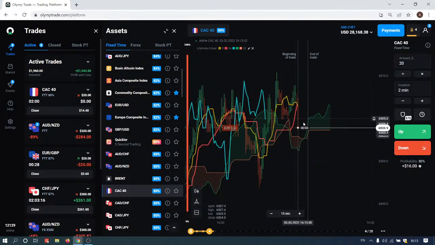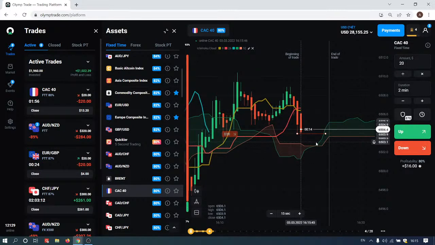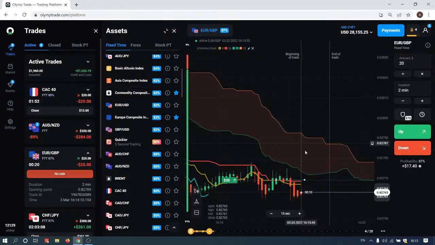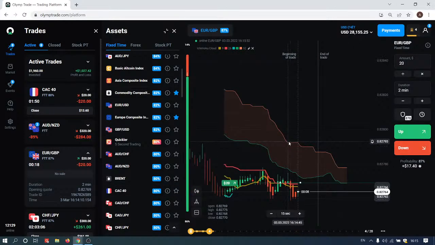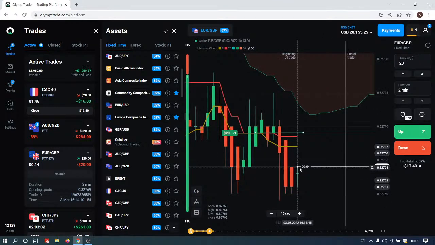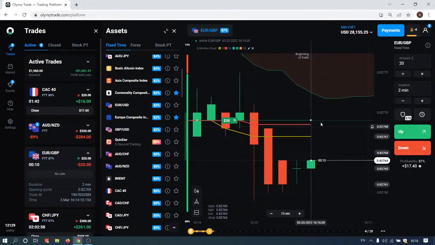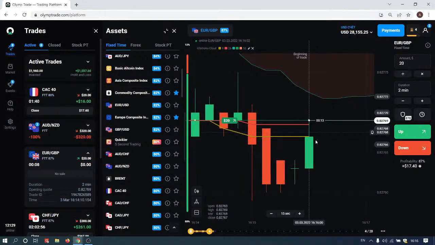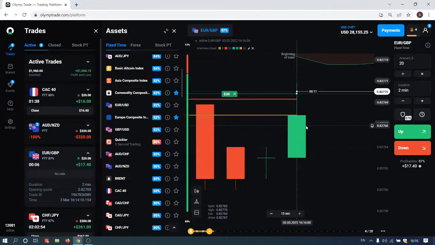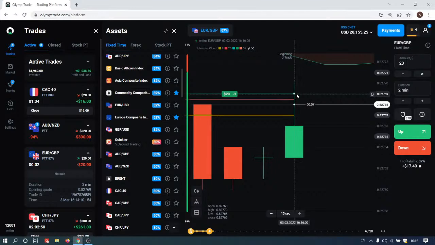Okay, let's go ahead and try another one. So once again the yellow line just crossed the red line here. So what's happening here? 15 seconds on Euro GBP, and we are just 3 pips away, 2 pips away, 1 pip. Wow, hold on, it's going to be very interesting.